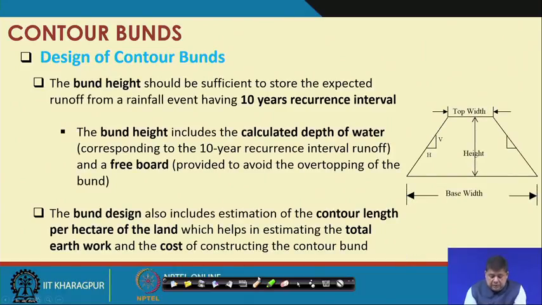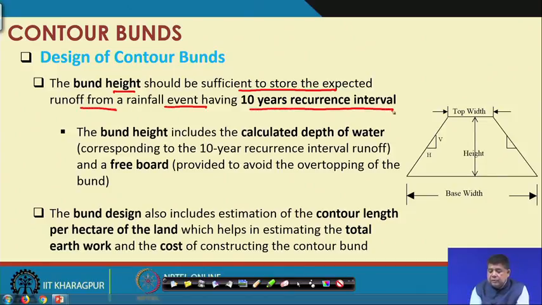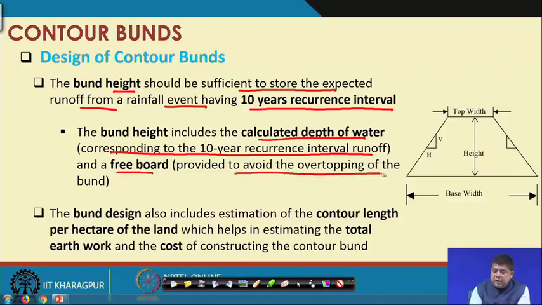Now, about the bund height, continuing the design, the bund height should be sufficient to store the expected runoff from a rainfall event having a 10 year recurrence interval. That means for designing these structures, the capacity is decided based on the rainfall event having a 10 year recurrence interval, that is, the rainfall event which is likely to occur once in 10 years. That is how the capacity of these structures is decided. So, the bund height includes the calculated depth of water corresponding to the 10 year recurrence interval runoff and a freeboard provided to avoid overtopping of the bund.